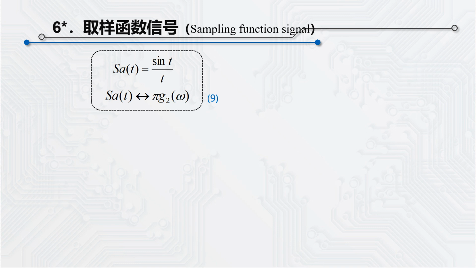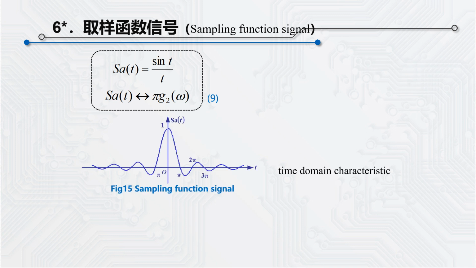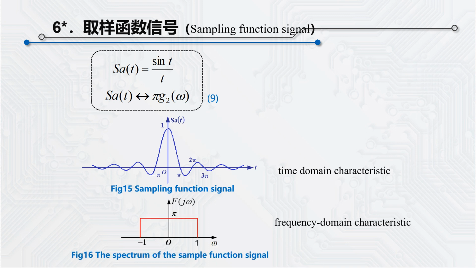Finally, let's look at the sampling pulse signal. Formula 9 is the spectral density function of the sampling pulse signal. Obviously, it changes according to the law of the gate function. Figure 15 shows the time domain characteristic of the sampling pulse signal. Figure 16 shows its frequency domain characteristics.